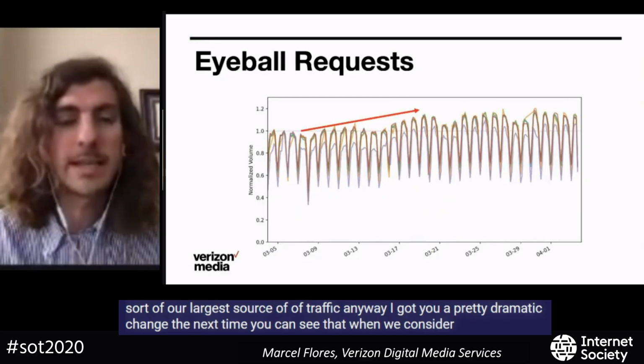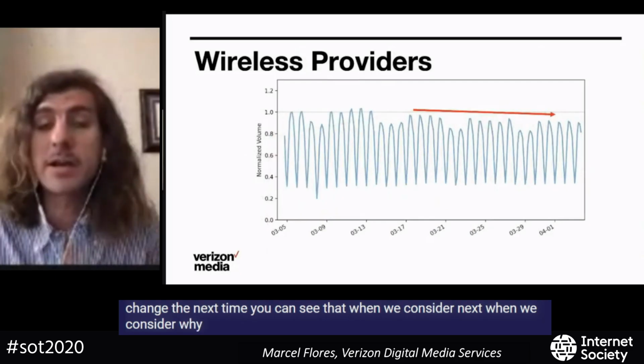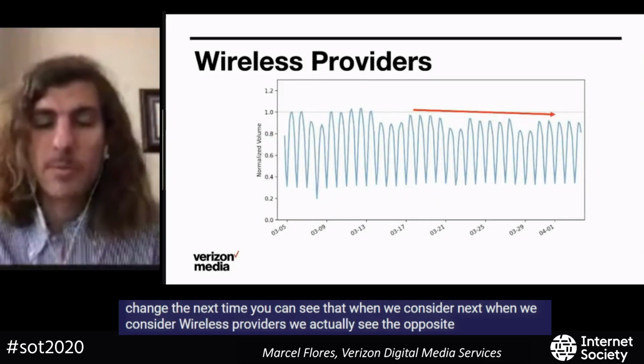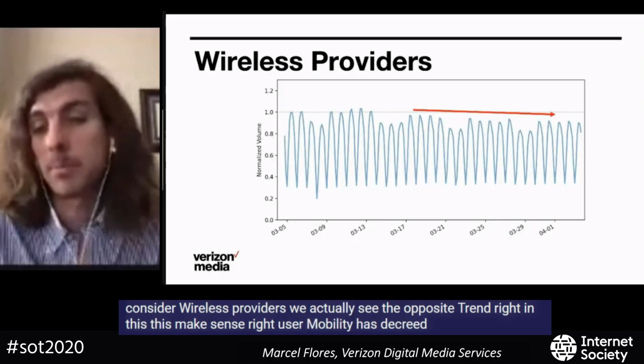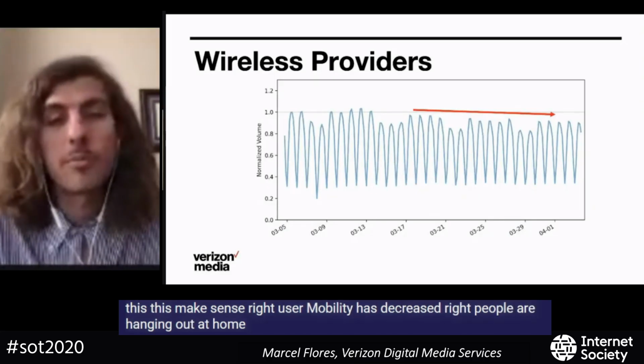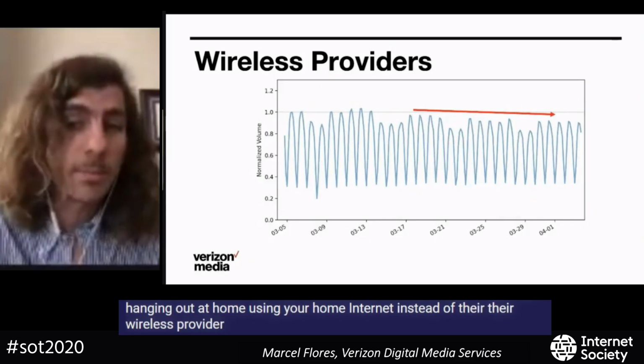we bump to the next slide, please. When we consider wireless providers, we actually see the opposite trend, right? And this makes sense, right? User mobility has decreased, right? People are hanging out at home. They're using their home internet instead of their wireless provider. So it's not a surprise that this dropped.